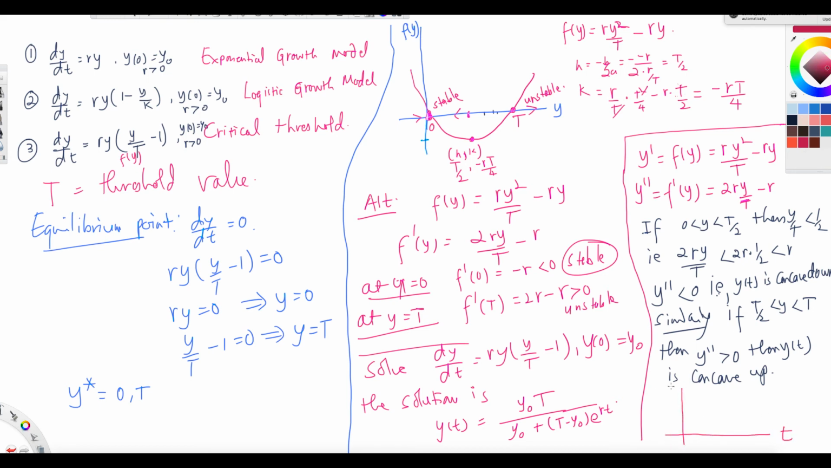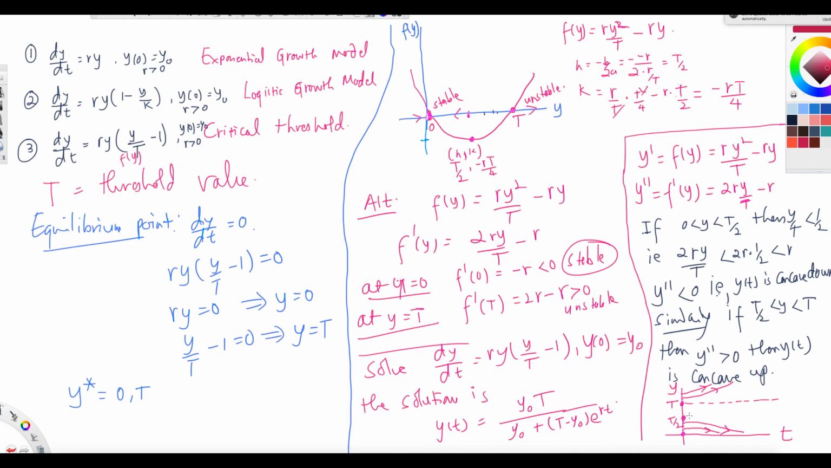So from this you can basically decide how the graph of y looks. This is t, this is y. Let us say T is one equilibrium and 0 is another equilibrium. We saw that, right? So this is y equals T. What we found is T is unstable, meaning that if you start somewhere here, it will go away, like this. And this is T over 2. What we just said is, if y is between 0 and T over 2, then y of t is concave down, right? So you get something like this, going away with that concave down nature.